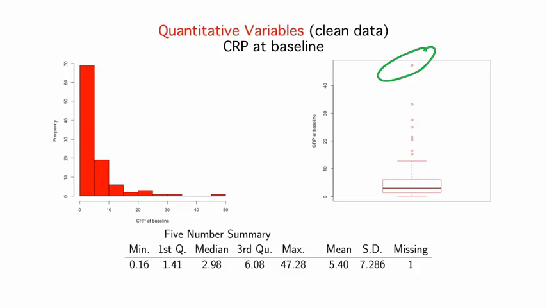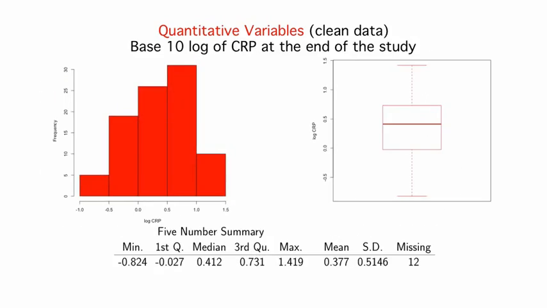In the regression lectures, we saw how a logarithm transformation can be useful in creating a linear relationship. Because of the shape of the logarithm function, logarithmic transformations bring in long right tails. So they're also useful in situations such as this one. Again, we'll use the base 10 logarithm. And here are the plots and summary statistics of CRP at the end of the study once the base 10 logarithm has been taken.